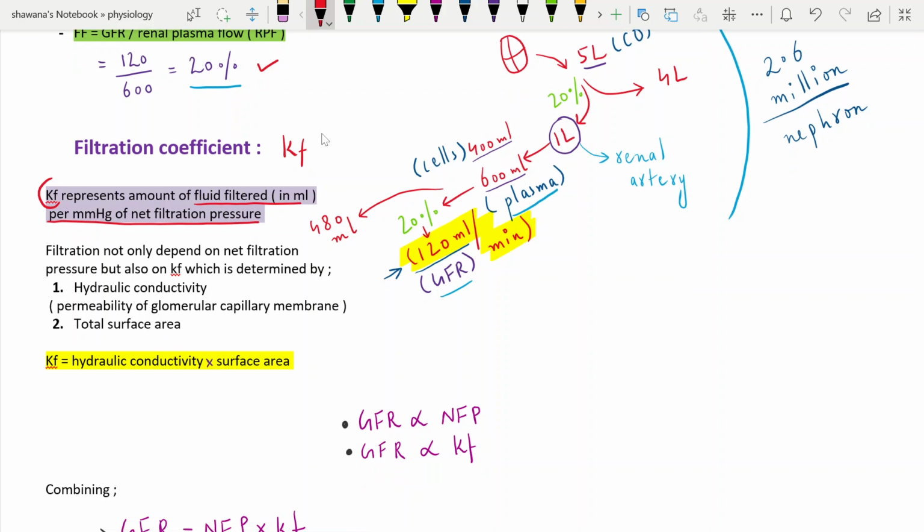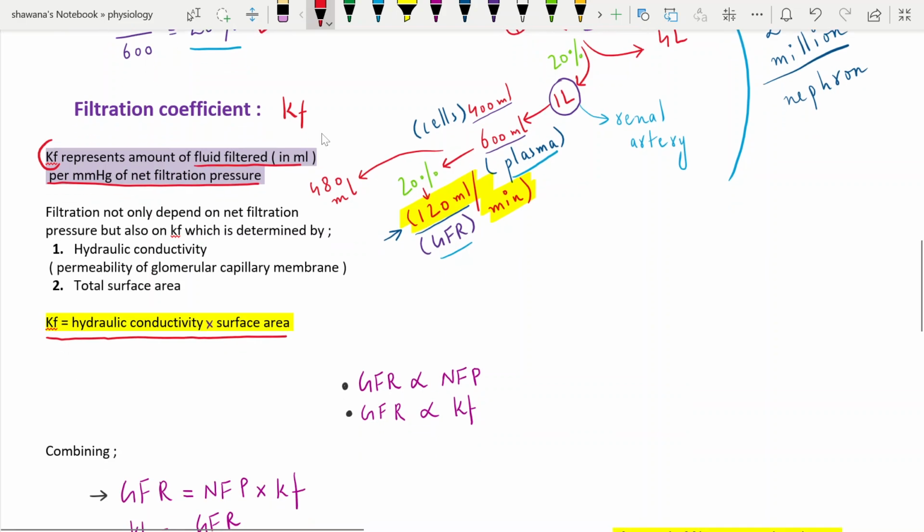Okay. And the formula for the filtration coefficient is hydraulic conductivity multiplied by the surface area of the glomerular capillaries. So, summing up all the things, we obtain that the glomerular filtration rate, GFR, is directly proportional to the net filtration pressure. And what was the amount of the net filtration pressure? It is 50 minus 40. 50 is the forces favoring the filtration and 40 is the forces opposing the filtration, and we obtained 10 millimeters of mercury.